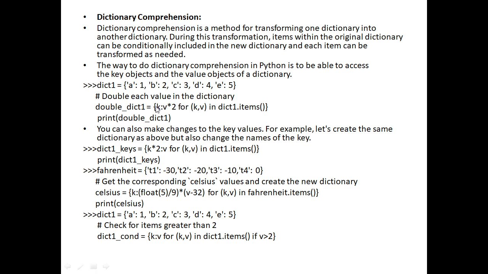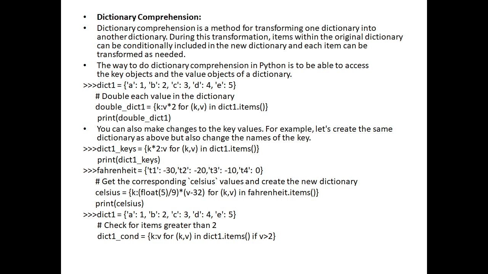Here I am taking two variables k and v. When I take k, it is the key, as it is I am keeping it, then a colon. When I take the value, I am multiplying with 2. So whatever value I get, it will be multiplied with 2. So for k comma v in dict1 dot items. Here dict1 dot items is a method which is used to get the items of the dictionary. So whatever items are available in the dictionary, we can get with the help of the dict1 dot items method.